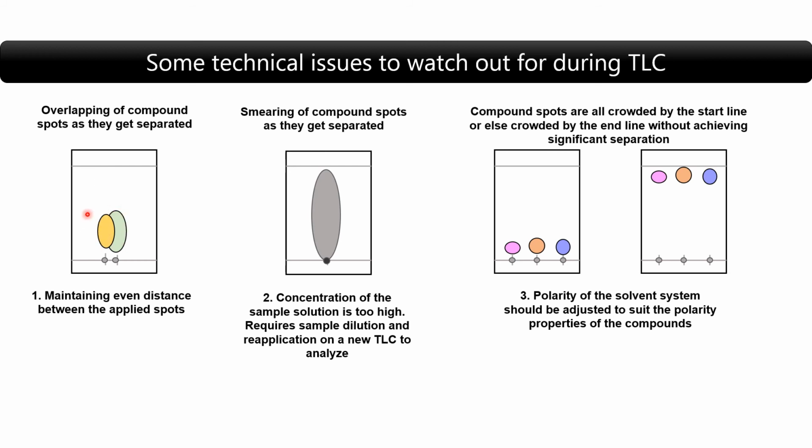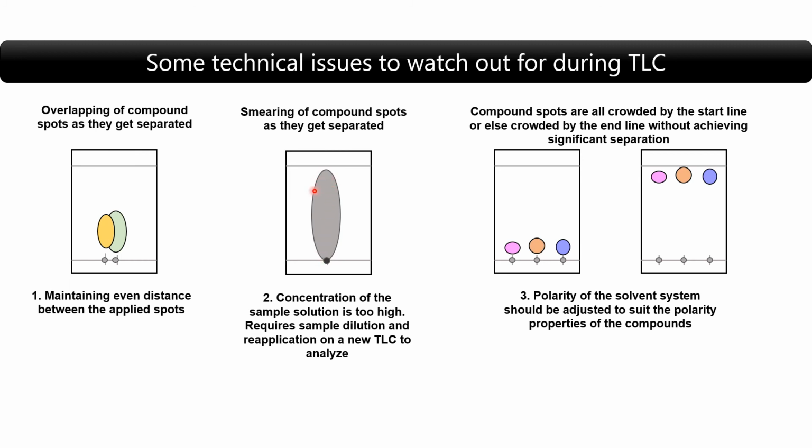Therefore, if this is what you observe, then that means you need to have more spacing between the samples that you have spotted on the TLC plate. Another issue students may observe is when they look under the UV light, instead of a very clear spot, you see a big smear starting from the spot you spotted on the start line all the way up the plate.